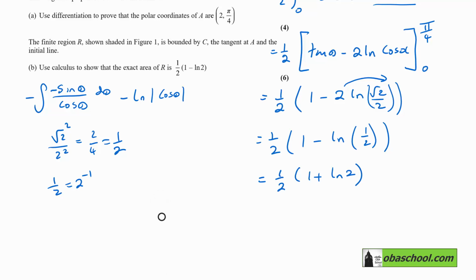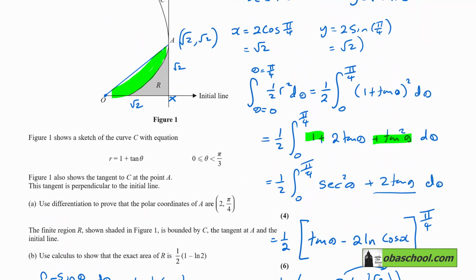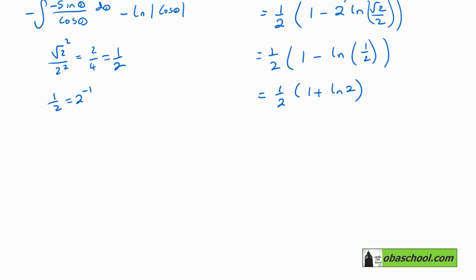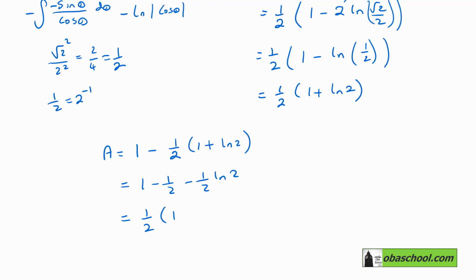Now let's go back to what we discussed about the area. The area of this triangle up here is a half times root 2 times root 2, which is equal to 1. So the area we want is 1 take away a half (1 plus ln 2). So that's 1 take away a half ln 2, which is a half (1 take away ln 2) as required.